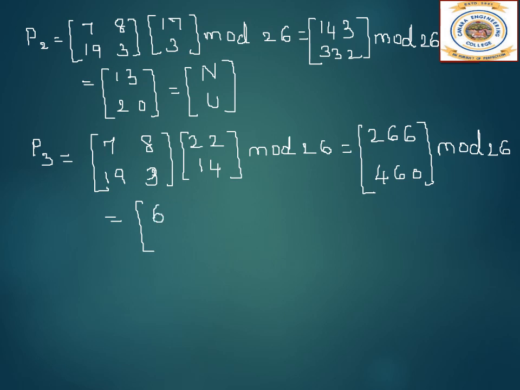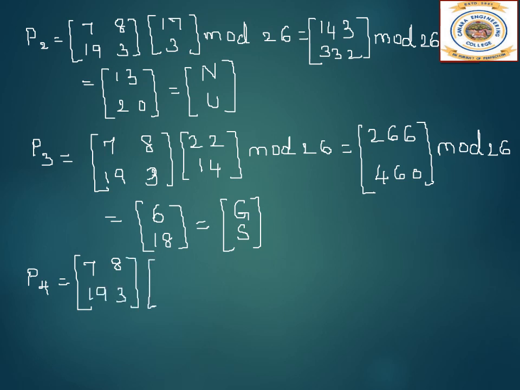460 mod 26 we get as 18. So the alphabet equivalent of this will be G and S. Next, the last one is R and K, we have to encrypt. So P4, I will take it as again 7, 8, 19 and 3. This is the key, and the R and K will be 17 and 10.